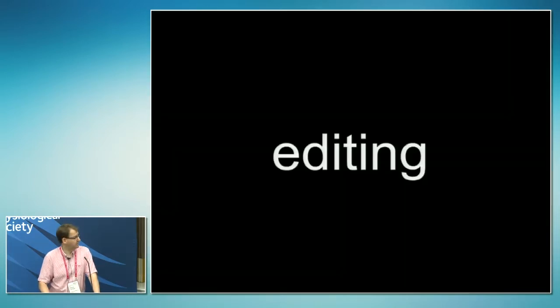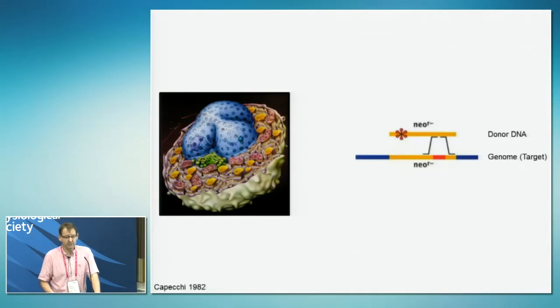So what is editing? Well, this is the first editing experiment by Mario Capecchi back in 1982. And this is a very similar scheme to the one I've shown before. Here we've got the genome in blue. We've got an individual gene, which is a neomycin resistance gene. But this red bar signifies a stop codon in the gene, which stops it from producing an active protein.